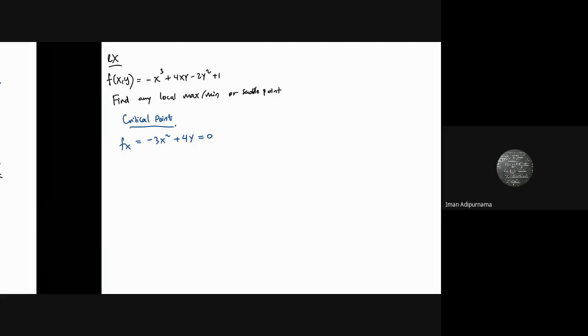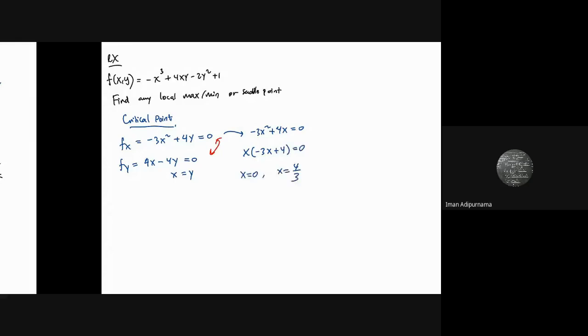Okay, and then we find the partial y. It should be equal 0. And we need to solve this simultaneously. So this is x equal y. So we can also write these terms as this. And we can take out x. And we find x is 0 and x is 4/3, right? Okay.